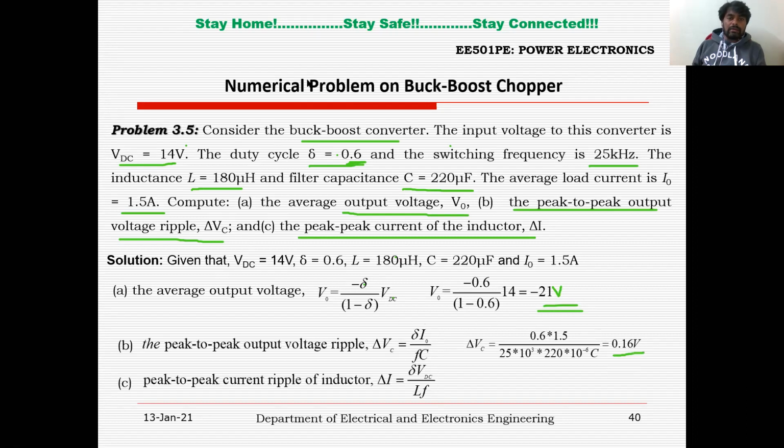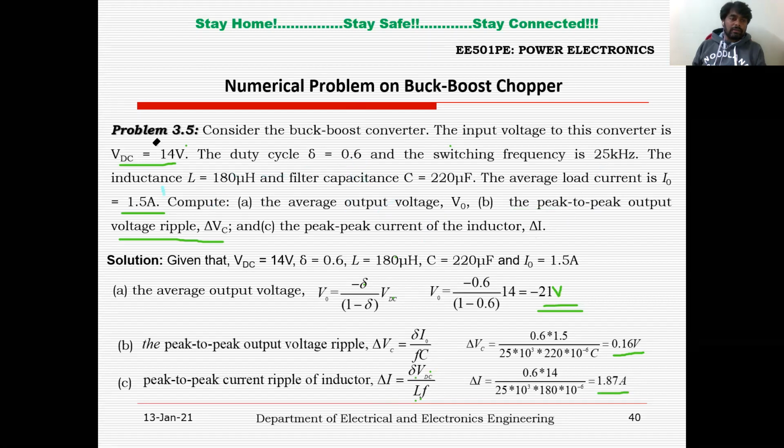Similarly, you can calculate the current ripple in the inductor, which is delta into VDC divided by F into L. Delta is 0.6, VDC is 14 volts, L we know is 180 microhenry, F also is 25 kilohertz. You just substitute those values, and you get the ripple in current as 1.87 amps. Right? So this is all about the buck boost converter.